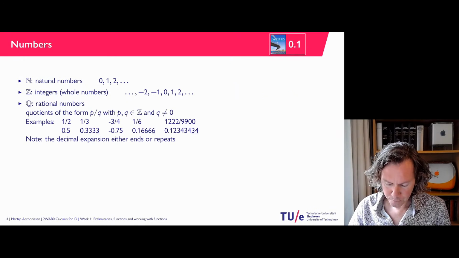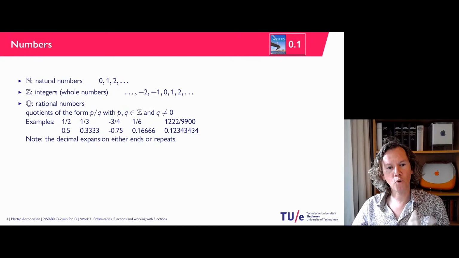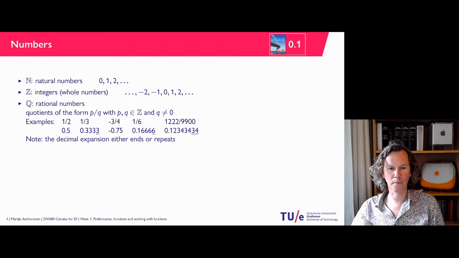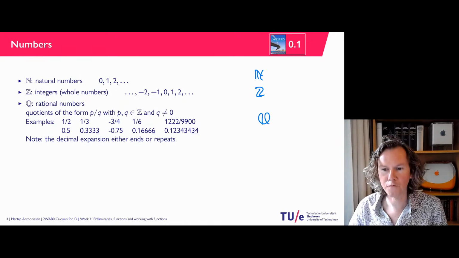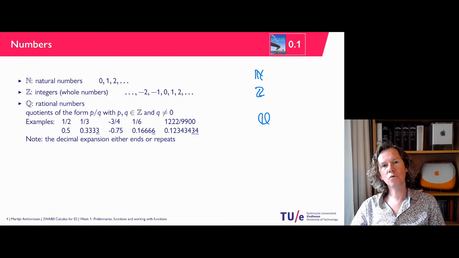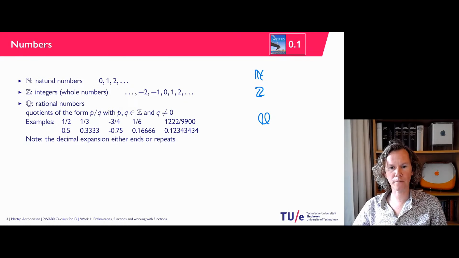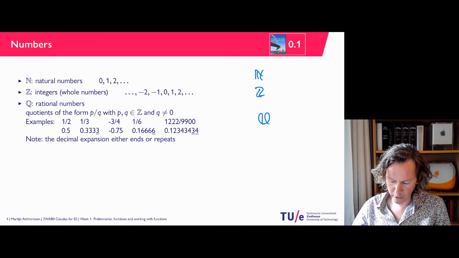Then the next step is that we can talk about quotients, rational numbers. So P over Q, with P and Q both integer numbers, and we cannot have division by 0. You probably remember that. So the Q should be unequal to 0. Now, if you have a rational number, so that's written Q, so now we have N, we have Z, and now we have Q, also written with double bar. If you would write them in a decimal representation, so you put them in a calculator and you see what the decimal representation is, it always starts repeating for rational numbers.